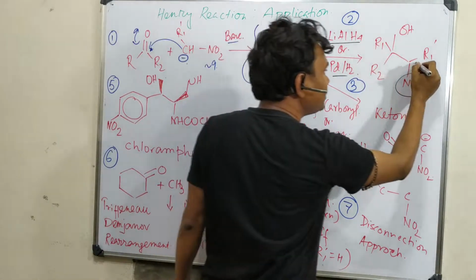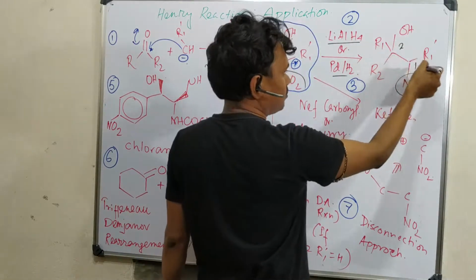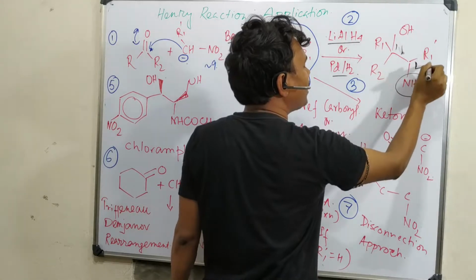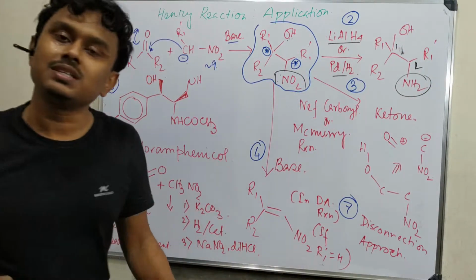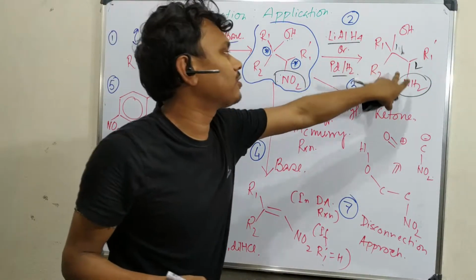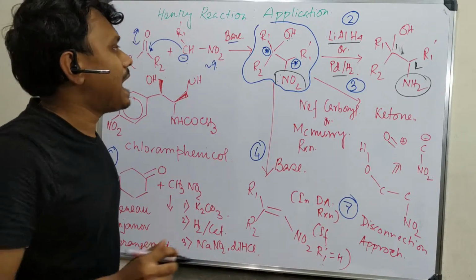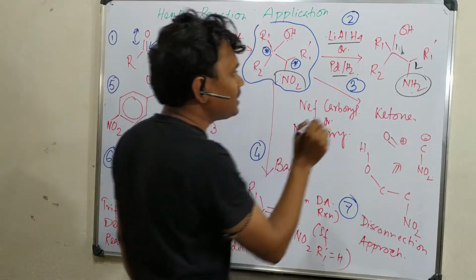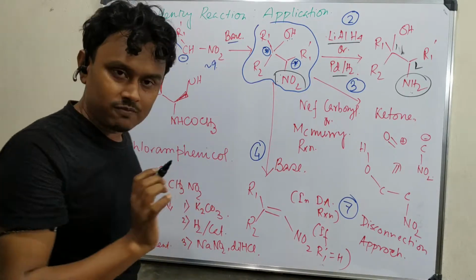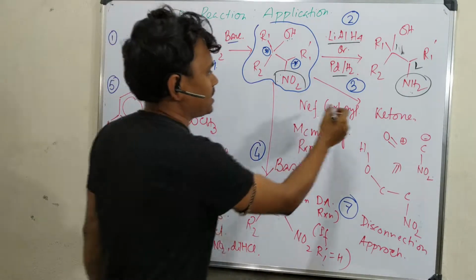So 1,2, or you can say 1,2 here also. A 1,2 hydroxy amine is possible. And a utilization of this method is the preparation of chloramphenicol. I'll explain that just after some time.